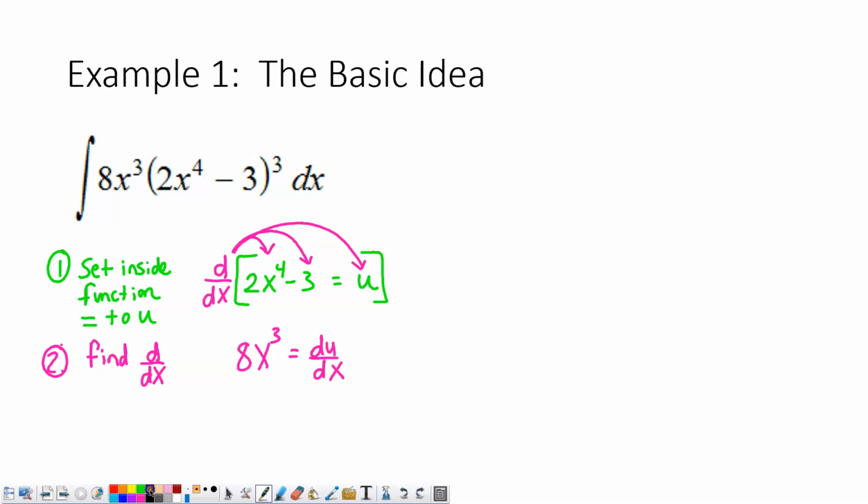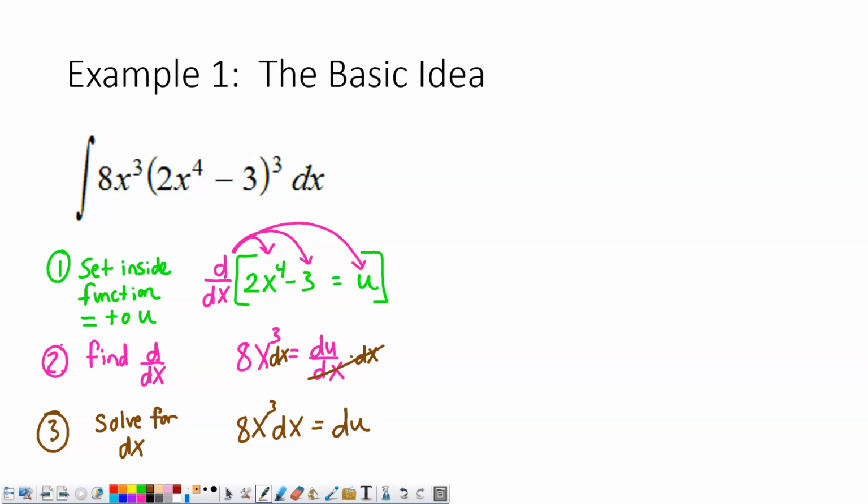Now here's the next step. We want to get the dx by itself. So we want to solve for dx. So I want to get the dx all by itself. I want to solve for it algebraically. So here's what I'm going to do then. I'm going to multiply both sides by dx. And over here they cancel. So now I have 8x cubed dx equals du.